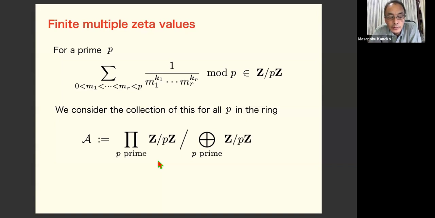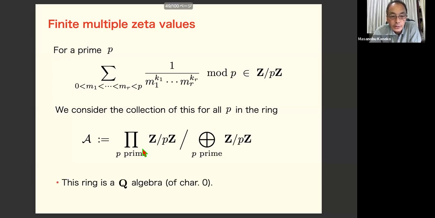So what this means is, we identify two elements in the direct product if and only if they differ only at finitely many primes. So from some point on, they all coincide, then we identify them and we consider this equivalence class represented by that element in the direct product.